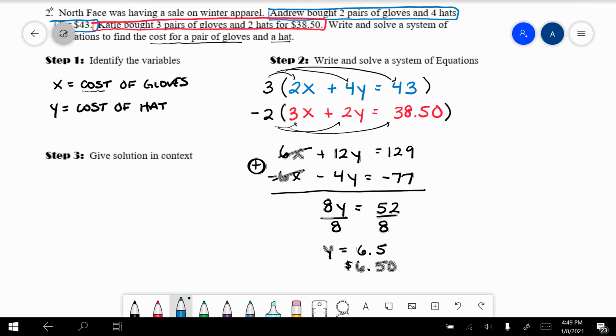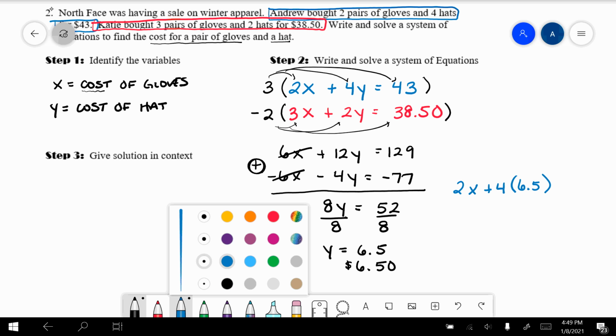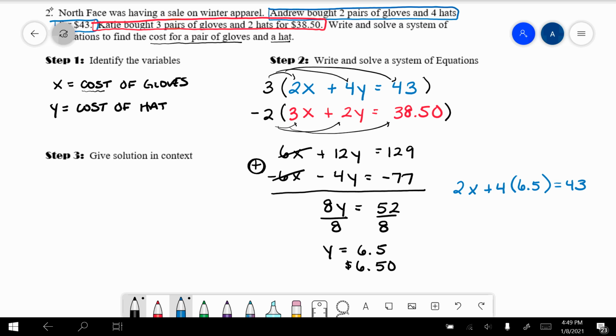You know what? I'm just going to go ahead and use the blue equation here. 2x plus 4. Let's take out the y and replace the y with 6.5. And then let's go ahead and set that equal to 43. So just real quick, multiplying 4 times 6.5. So this is going to be 2x plus 26. All right, so we got a pretty simple equation to solve.